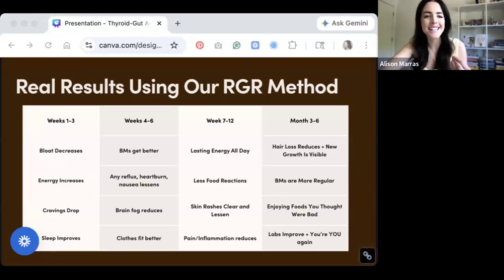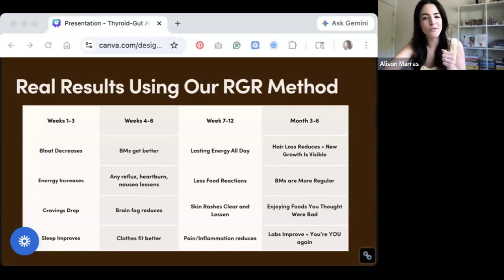And then weeks 4 to 6, BMs are starting to get a little better. Any reflux, heartburn, nausea starts to lessen. Brain fog reduces. Clothes fit better. By week 7 to 12, more lasting energy all day. Less food reactions. Skin rashes are clearing and lessening. Pain and inflammation reduces. And then by the time we're rounding out the protocol and getting more into maintenance mode, about month 3 to 6, hair loss is reducing.